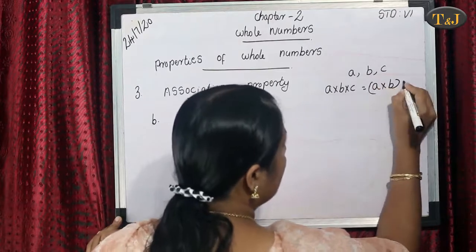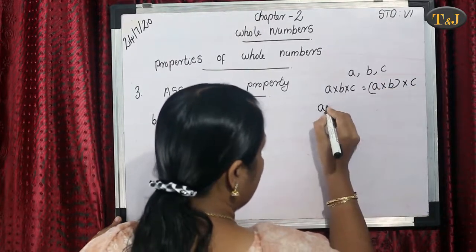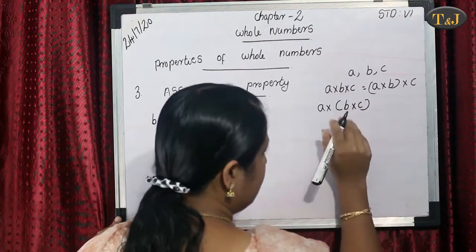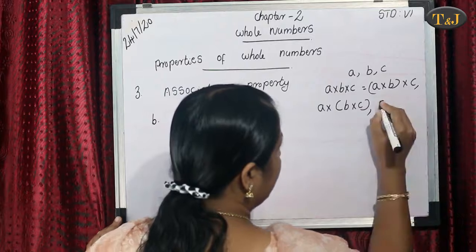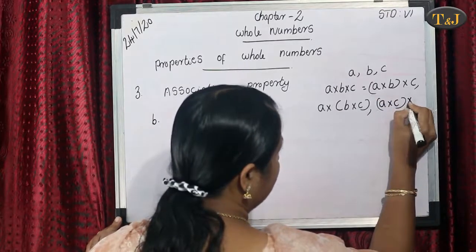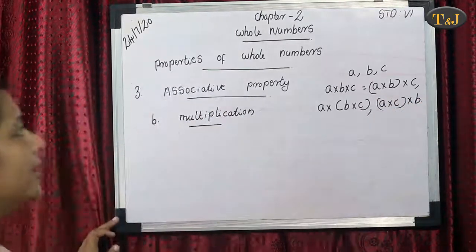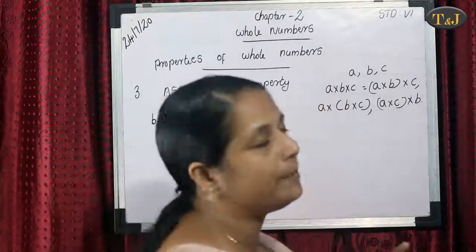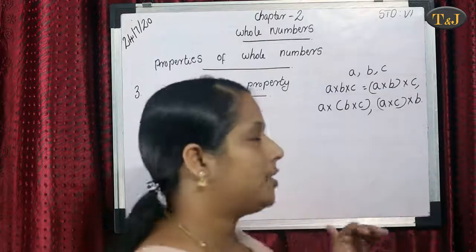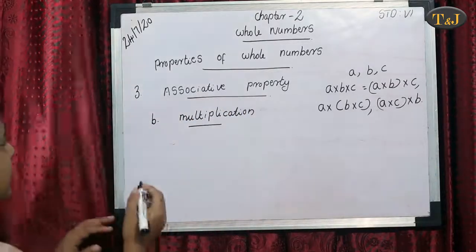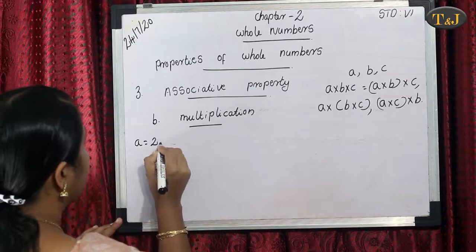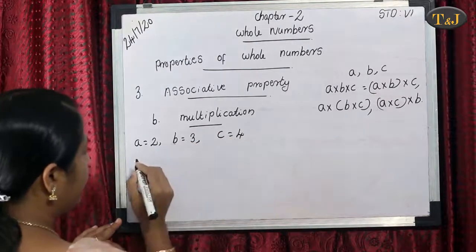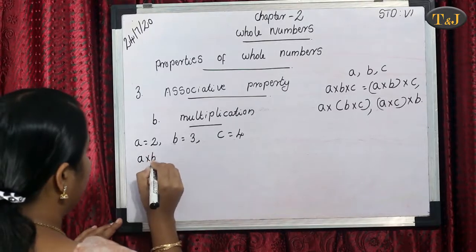Okay, then a cross b cross c equals, first, the same way as addition: a cross b cross c. Then another is a cross, then b cross c grouped, and another method is a cross c, then crossing b. The same way we did addition under the associative property. The only difference is that here our symbol is the multiplication symbol. Then first we take the same values, a as 2, b as 3 and c as 4.